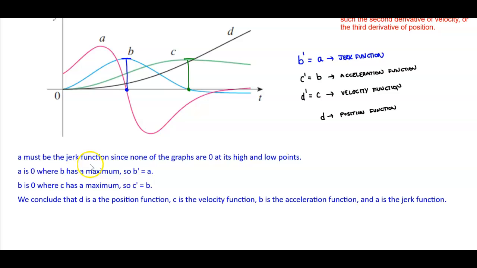So let's go ahead and talk about this. So again, A must be the jerk function since none of the graphs are 0 at its high and low points. A is 0 where B is a maximum, so therefore B prime is equal to A. And we can see that the graph of B is 0 where C has its maximum, so therefore C prime is equal to B. And then we conclude that D is the position function since C is the velocity function, B is the acceleration function, and A is the jerk function.